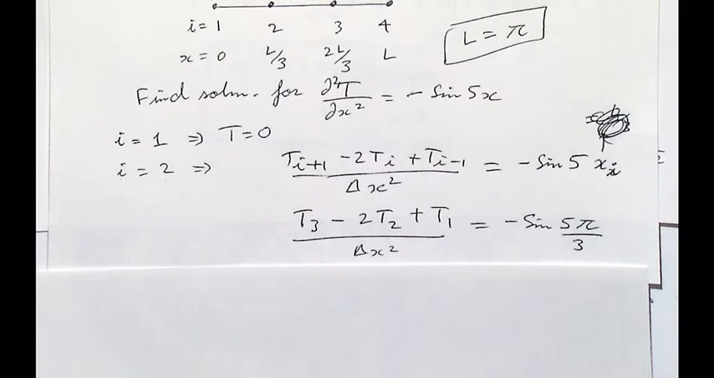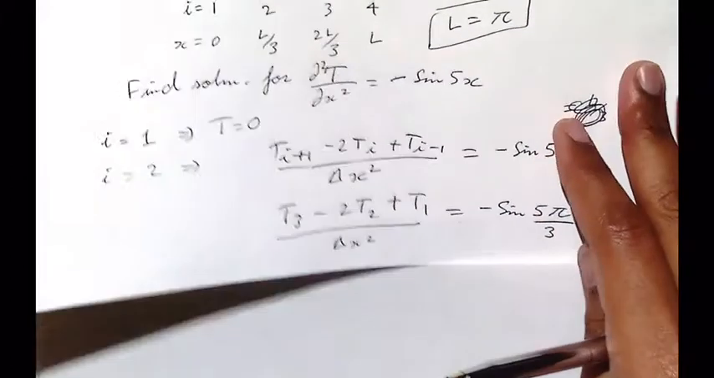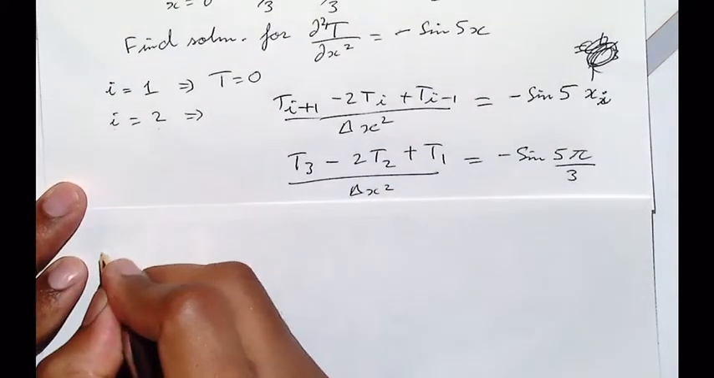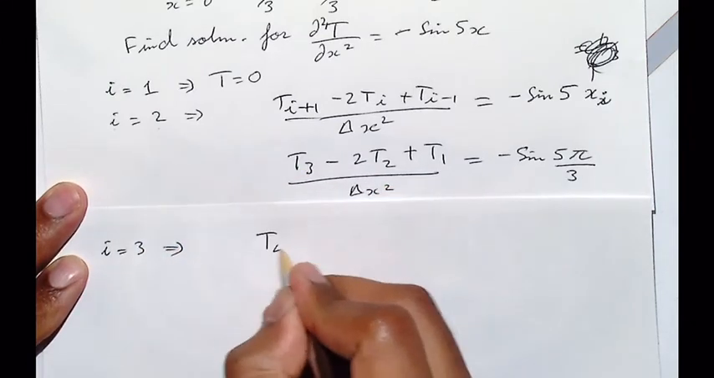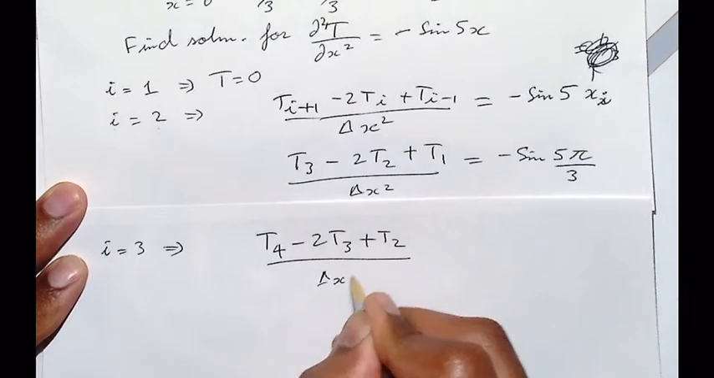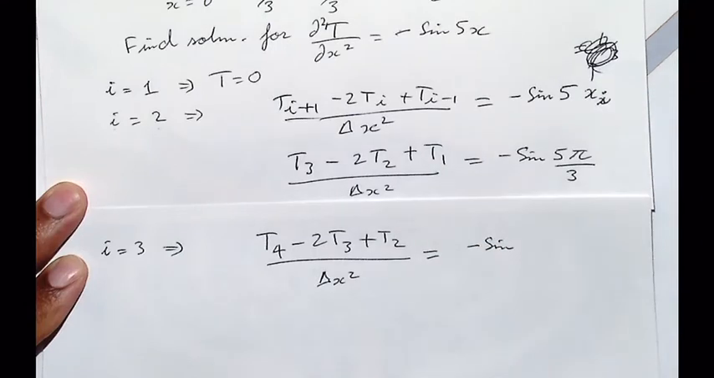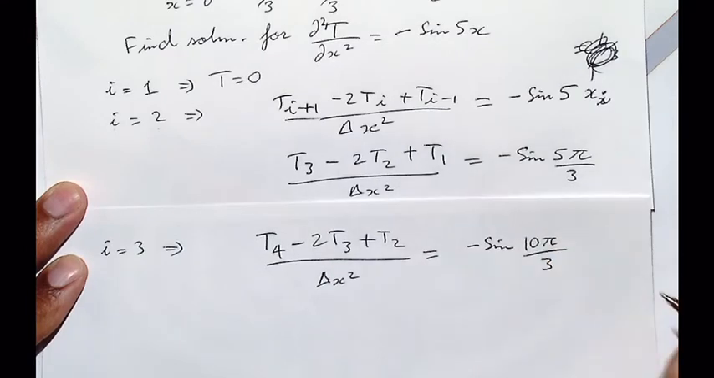See, once you're familiar with the basic procedure, you can solve any PDE, no matter where it comes from. Okay. So let's do the same for I equal 3. This will become T4 minus 2 T3 plus T2 over delta x squared equal minus sine 10 pi by 3.